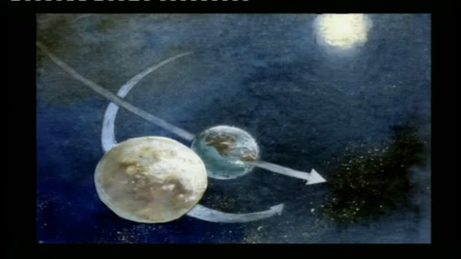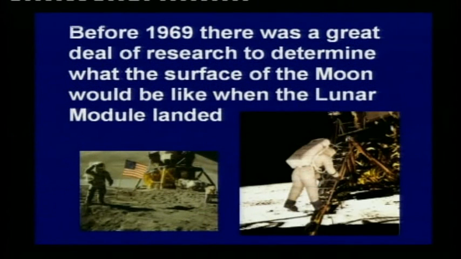This is actually very interesting. The moon rotates around the Earth, and the Earth rotates around the Sun. So before 1969, there was a great deal of research to determine what the surface of the moon would be like when the lunar module landed. They had no idea what it was going to be like. So they asked all the prominent scientists of the time, what's it going to be like when we get to the moon? And they built their lunar module according to what they thought they would experience when they got there.